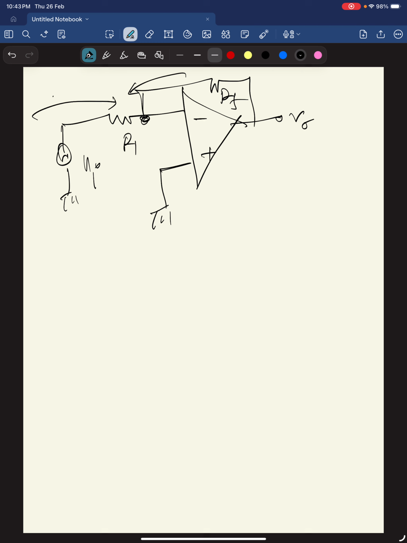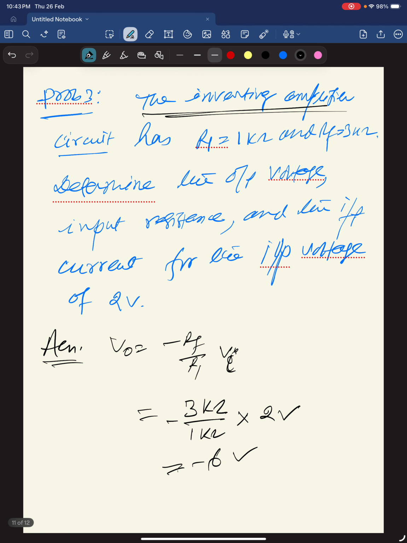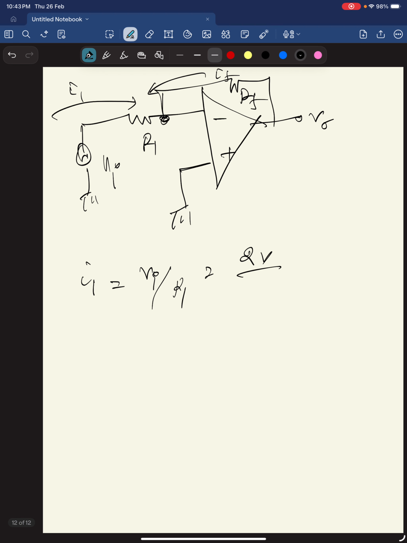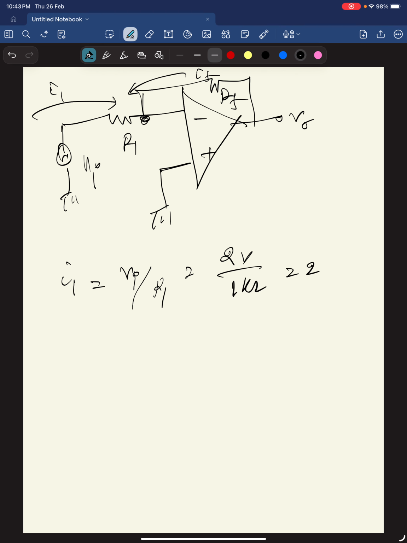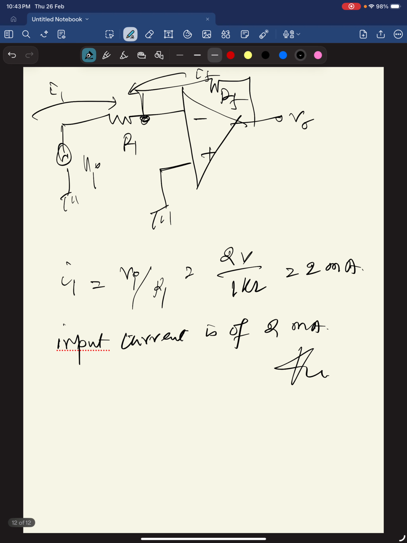So what is the current? This is I1, input current, this is IF, feedback current. So I1 is equal to Vi by R1. So Vi is 2 volt, R1 is how much? I think 1 kilo ohms. R1 is 1 kilo ohms. So how much? 2 milliampere. So the answer is 2 milliampere. So input current is 2 milliampere. This is the final answer. This is problem 3. Now we'll go for problem 4.